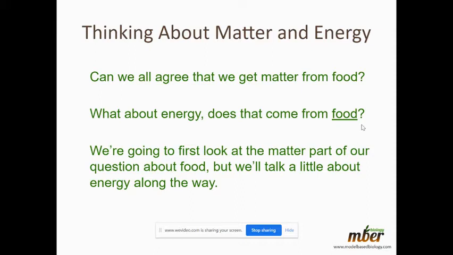In the beginning of this unit, the question of the day, I asked you, why do we eat? And a lot of you said to get nutrients, get energy. So that is true. So now we're going to first look at the matter part of our question about food, but we'll talk a little bit about energy along the way. So we will learn a few things about energy.